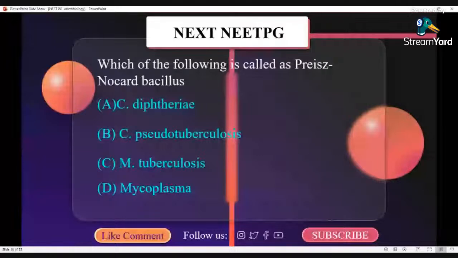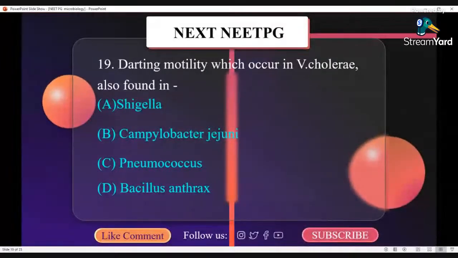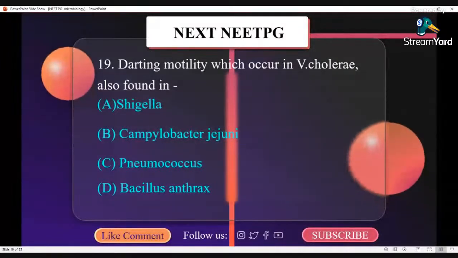Darting motility, which occurs in Vibrio cholerae, is also found in Shigella, Campylobacter jejuni, Pneumococcus, Bacillus anthracis. The correct option here is B, Campylobacter jejuni.